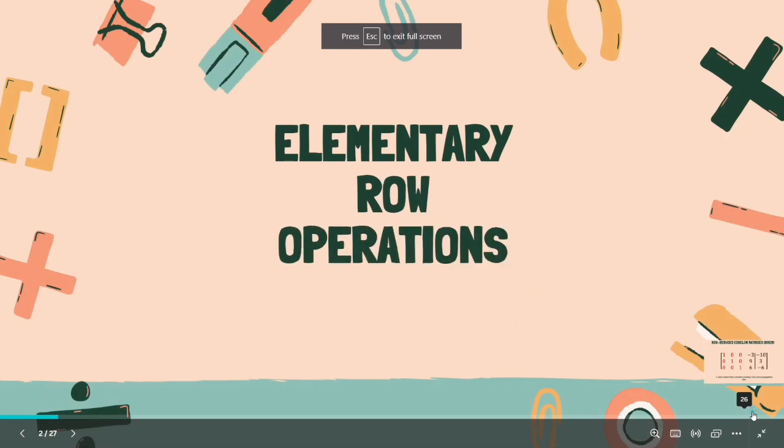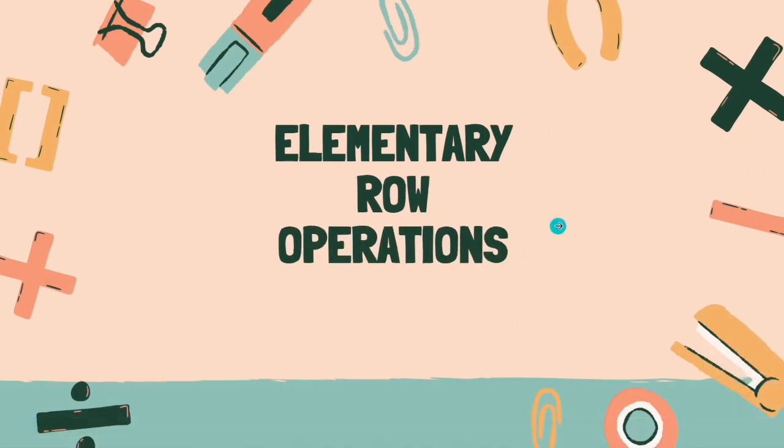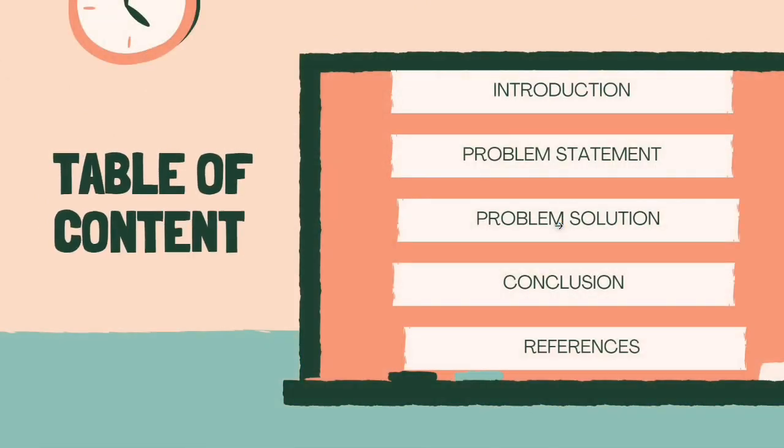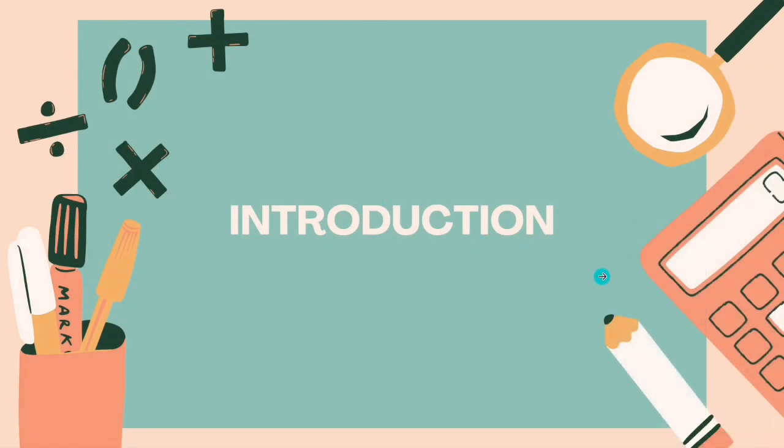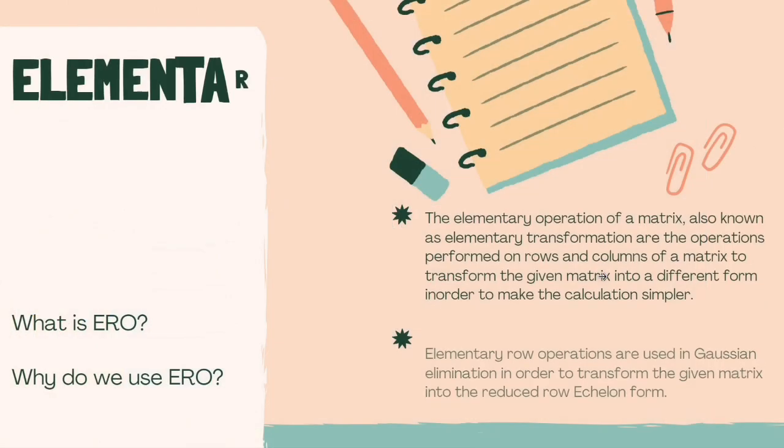Hi everyone, so today we're going to learn about elementary row operations for matrices. Okay, let's get started. The table of contents of this lesson is: introduction, problem statement, problem solution, conclusion and references. Okay, this is the introduction for elementary row operations.